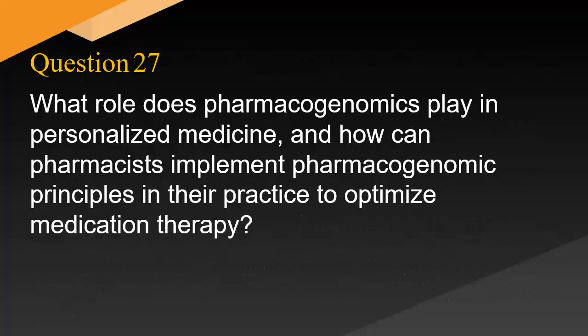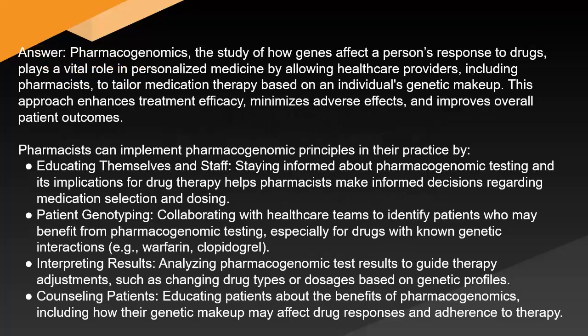What role does pharmacogenomics play in personalized medicine, and how can pharmacists implement pharmacogenomic principles in their practice to optimize medication therapy? Answer: Pharmacogenomics, the study of how genes affect a person's response to drugs, plays a vital role in personalized medicine by allowing healthcare providers, including pharmacists, to tailor medication therapy based on an individual's genetic makeup. This approach enhances treatment efficacy, minimizes adverse effects, and improves overall patient outcomes.